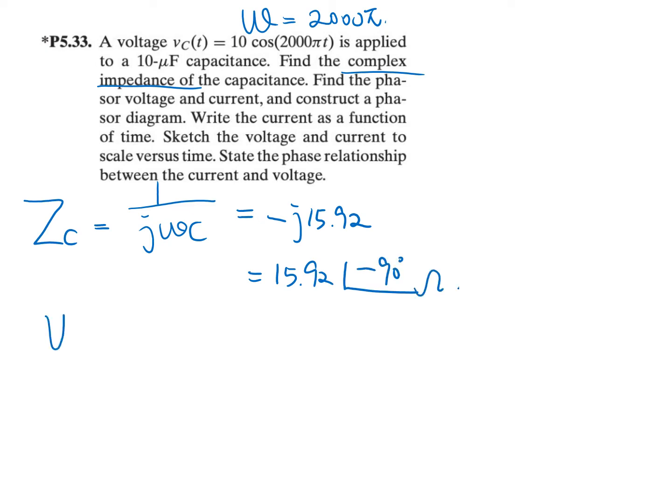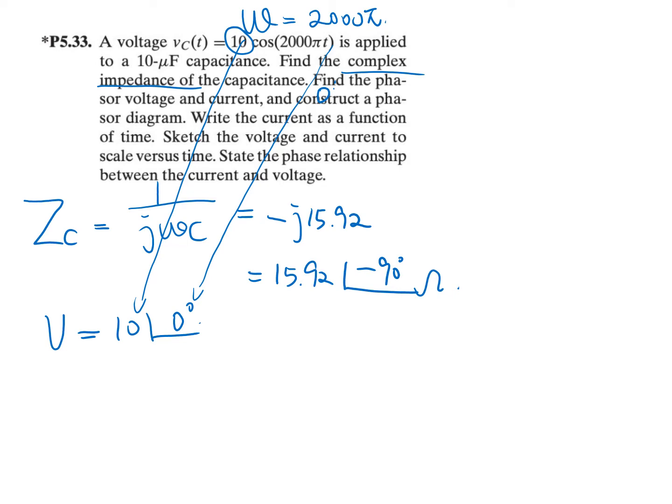Now, we need to write the voltage in its phasor domain. That is, V is 10, angle of 0. 10 is the amplitude, and there is no phase. The phase is 0 degrees.